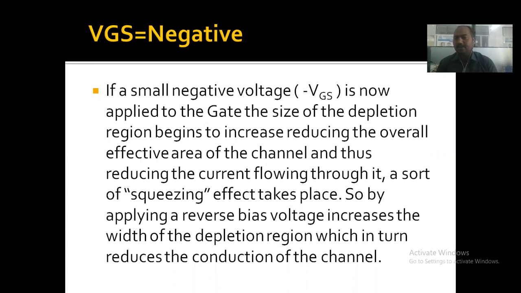PN junction diode ला अपोजिट व्होल्टेज म्हणजे P ला मायनस आणि N ला प्लस अप्लाय केलं तर काय होईल सांगा लोक.